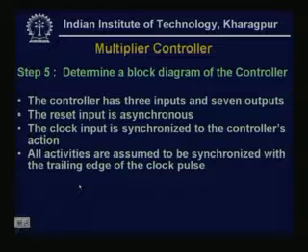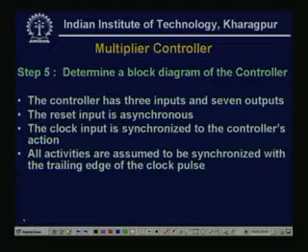Now, step 5, determine a block diagram of the controller. The controller has 3 inputs and 7 outputs. The reset input is asynchronous. The clock input is synchronized to the controller's action. All activities are assumed to be synchronized with the trailing edge of the clock pulse. So, this is my step 5.